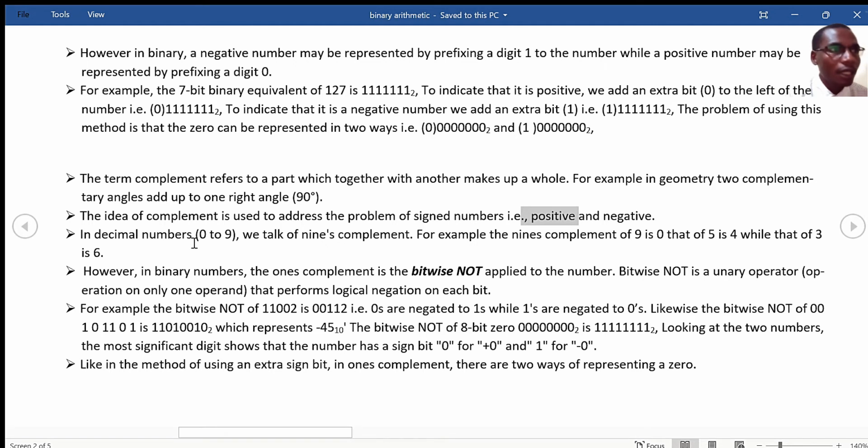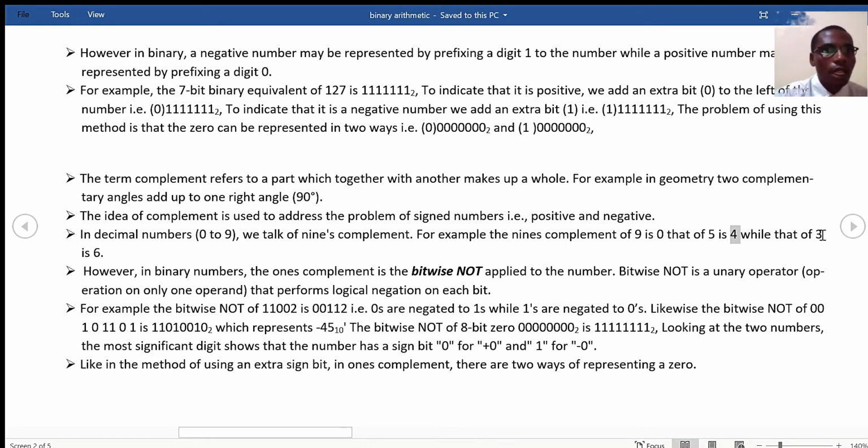So let us take also decimal numbers, 0 to 9. We are talking about 9's complement. If we take 0 to 9 numbers, which are decimal numbers, this one we talk about 9's complement. For example, if we want to make up 9, like the example above, we can have the following complement numbers, that is 5 and 4. 5 plus 4 will give you 9.